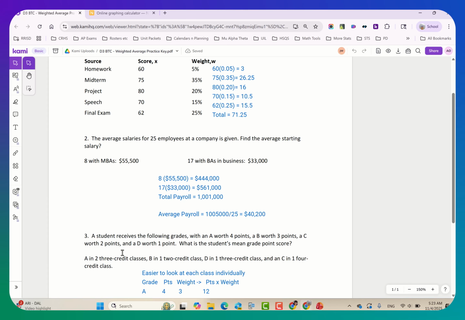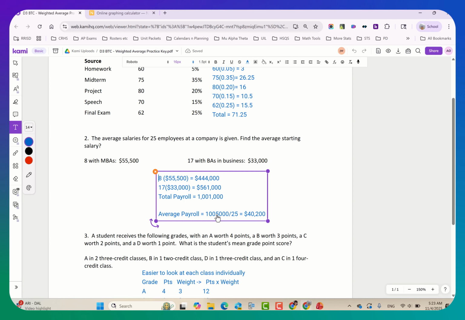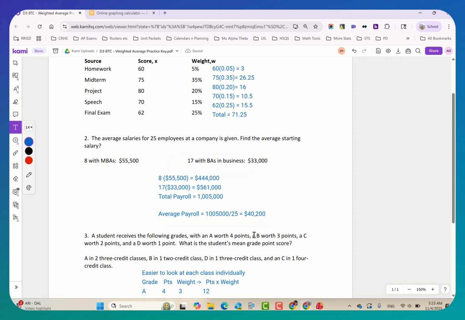So you add that up, and I think there's a slight typo here because that doesn't make sense. Probably this should be a 1. Oh, it is a 5. There's a typo. It adds up to 5. All right. And then you divide by 25 and you get $40,200.